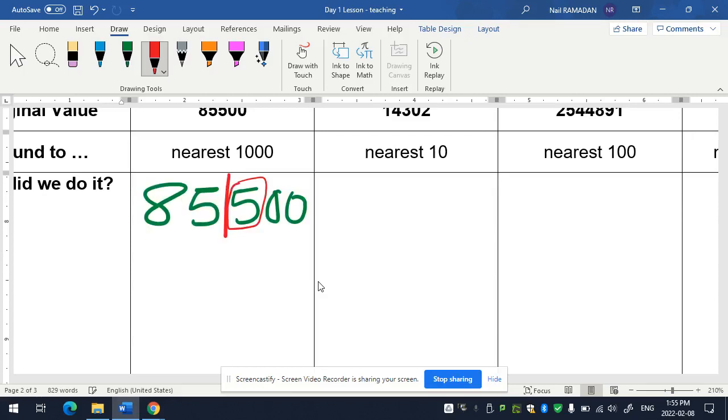What does the 5 do? The rule for rounding is: if this number is 0, or 1, or 2, or 3, or 4, then it does what? Then it does nothing, and it stays the same. But if it's 5, 6, 7, 8, 9, what does it do? It bumps it up by just 1. So this number will become 86, and all of these numbers will be zeroed out.